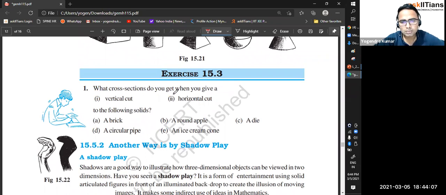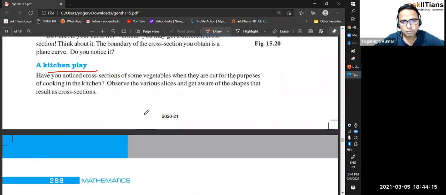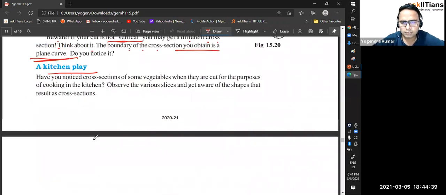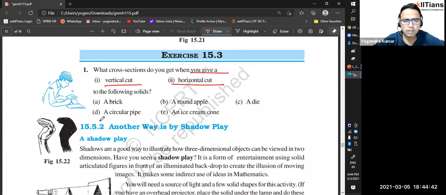What cross section do you get when you give a vertical cut and horizontal cut? So I hope you got it. Okay, vertical cut, this is what we are cutting vertically. So we get the cross section view. If your cut is not vertical, you may get a different cross section. Think about it. The boundary of the cross section you obtain is a plane curve, right? Okay, I hope you got it.